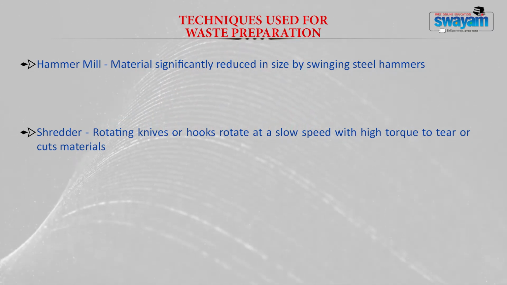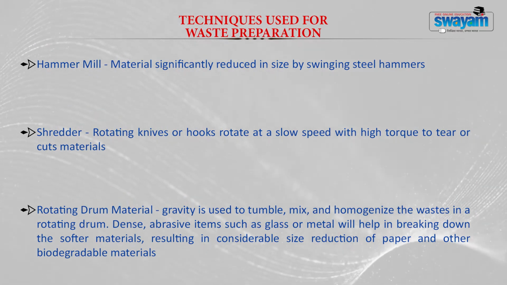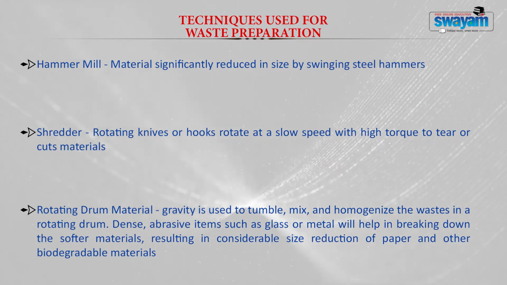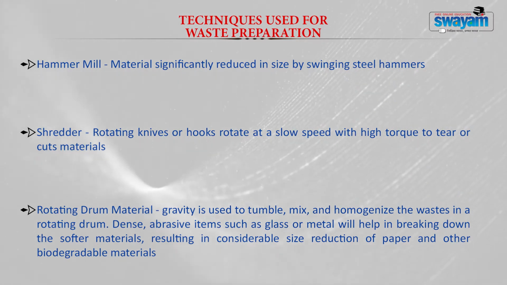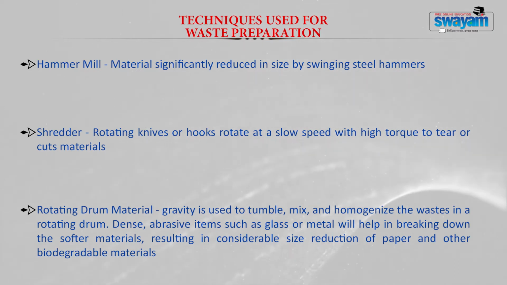The third one is the rotating drum, where due to gravity the waste tumbles, mixes and homogenizes within the rotating drum. Now, the dense abrasive items present in the waste material, like glass or metal, will help the breaking down of softer materials into smaller size particles.